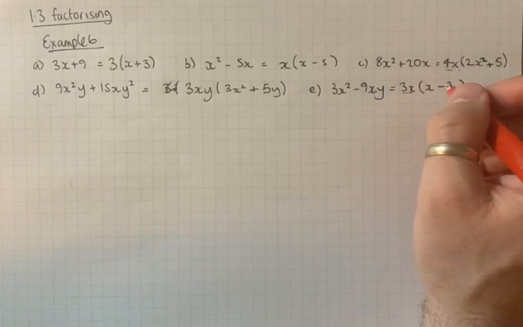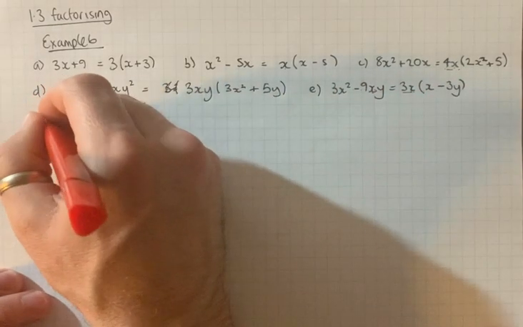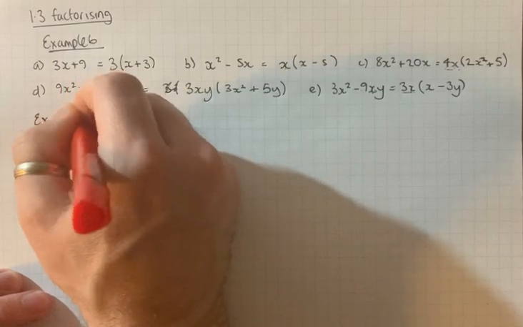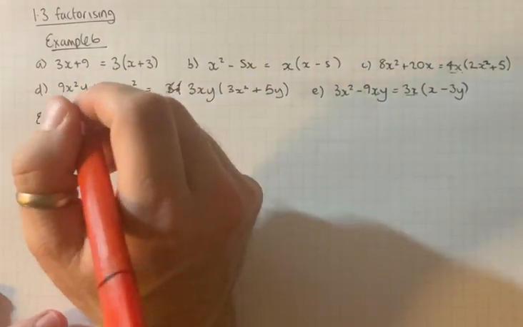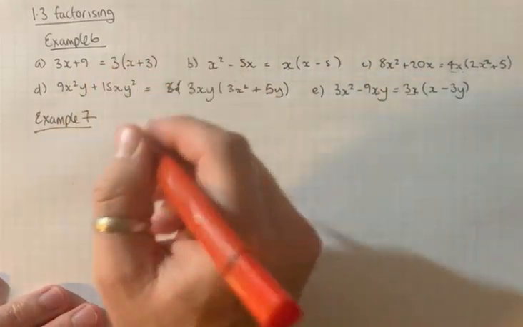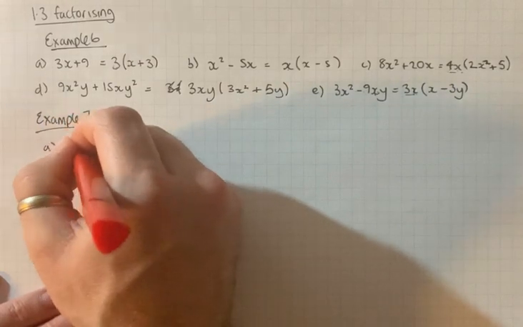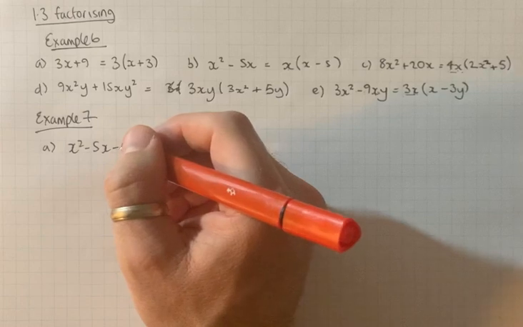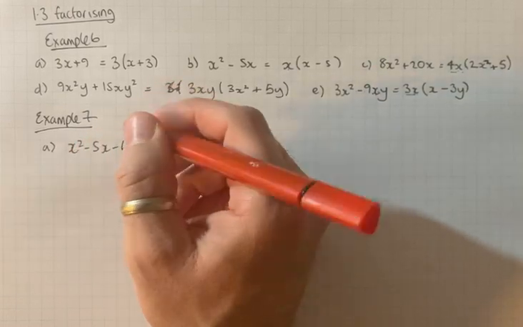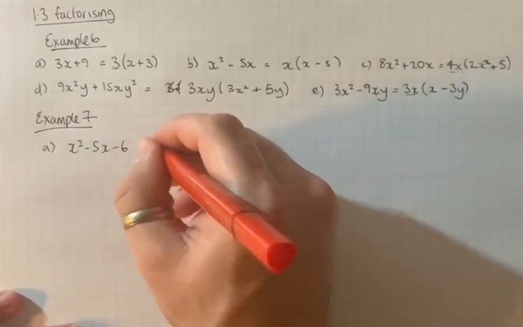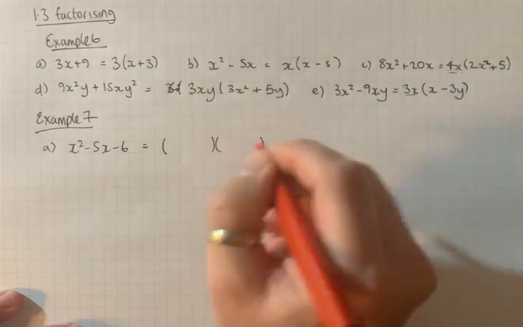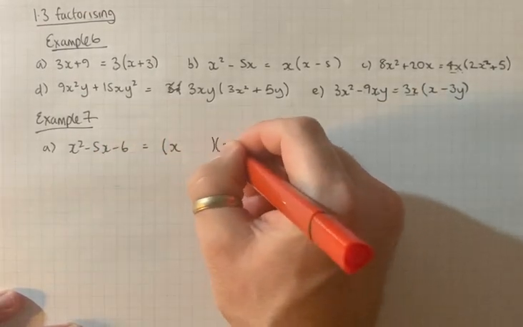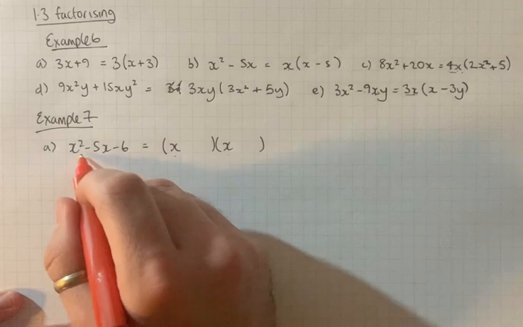Okay, right. Example 7, quadratics. So, firstly, we have to factorise x squared minus 5x minus 6. Now, this is a quadratic with 3 terms. It's definitely going to go into 2 brackets. And those 2 brackets are going to start off with x, because x times x is x squared, that's how we get the lead power.